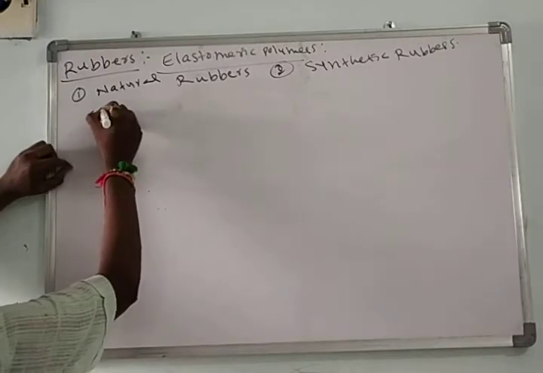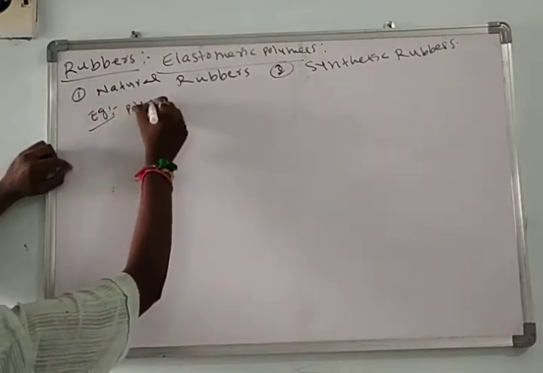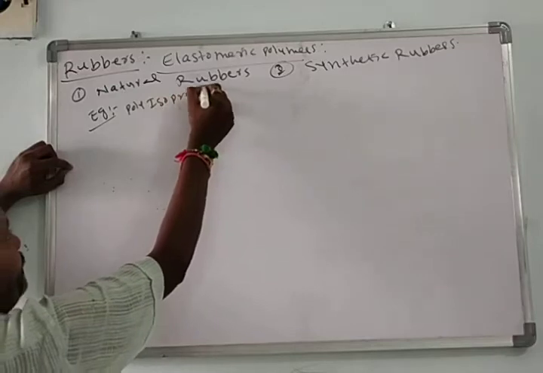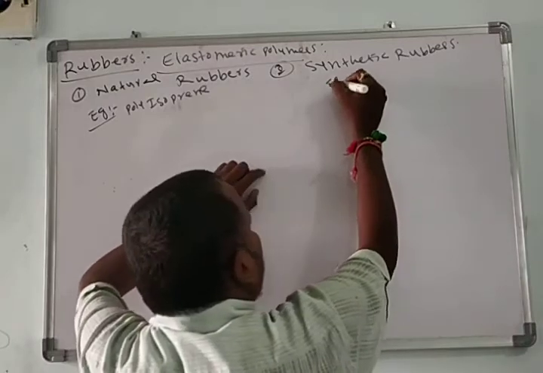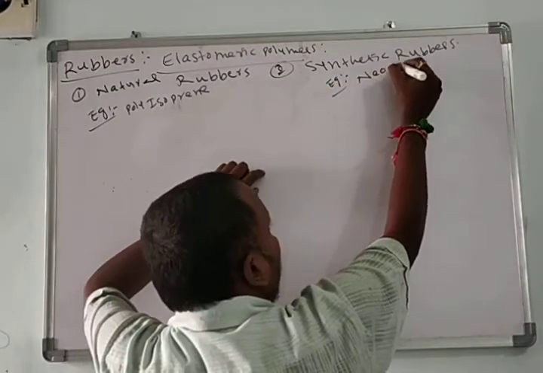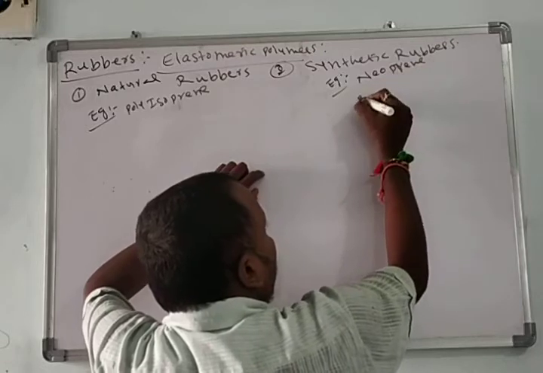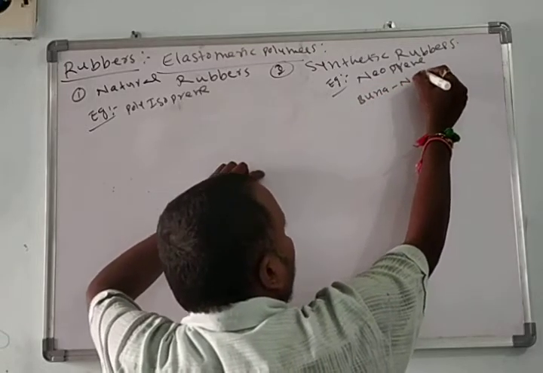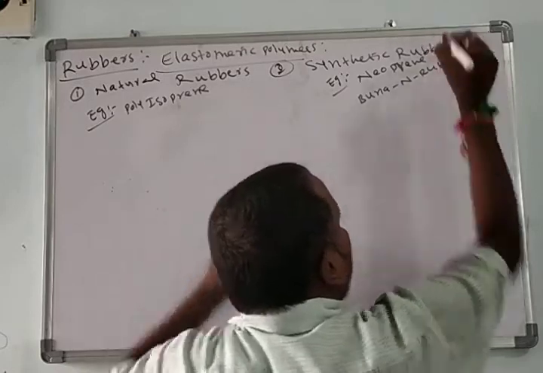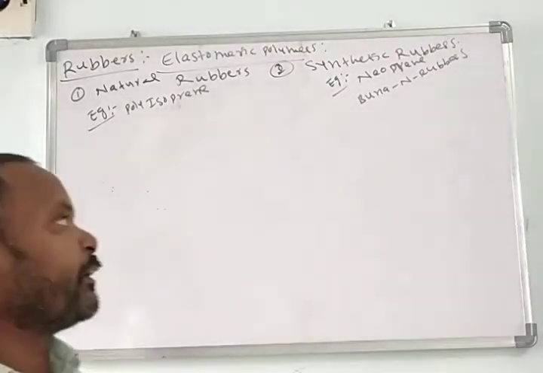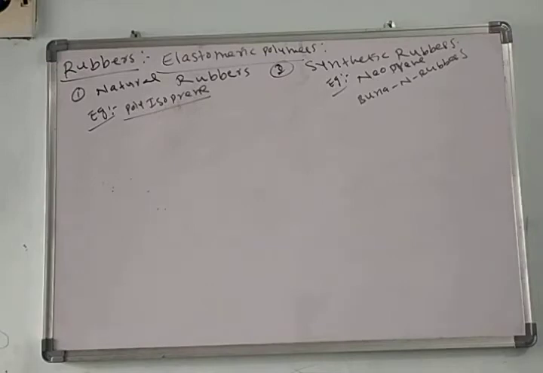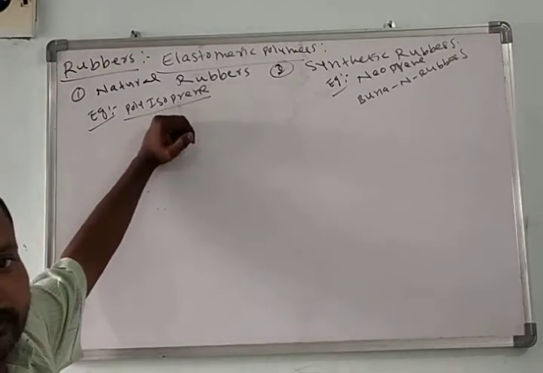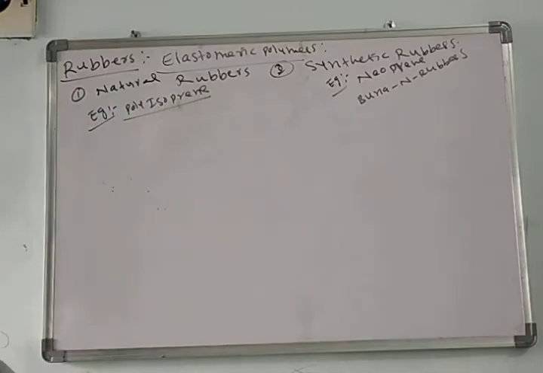Example for natural rubber: polyisoprene. Polyisoprene is the best example for natural rubbers. Examples for synthetic rubbers: neoprene, Buna rubber. We'll see in continuation how we prepare neoprene and Buna rubber. And what is the meaning of isoprene? Polyisoprene rubber, and how we prepare it. How are we preparing the natural rubbers?